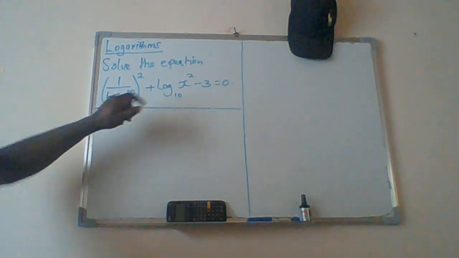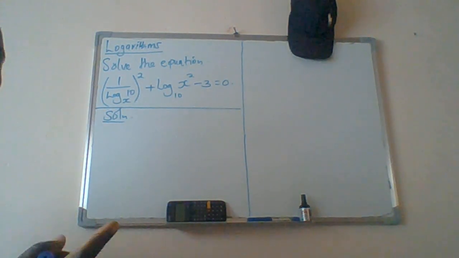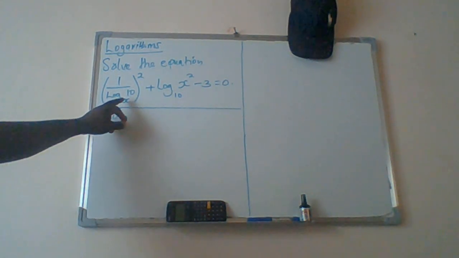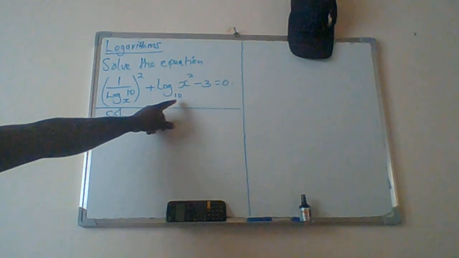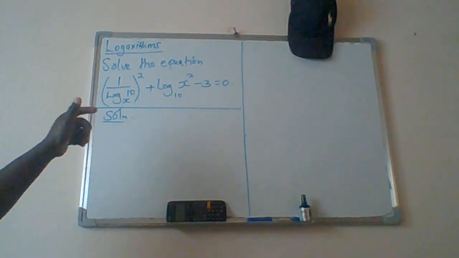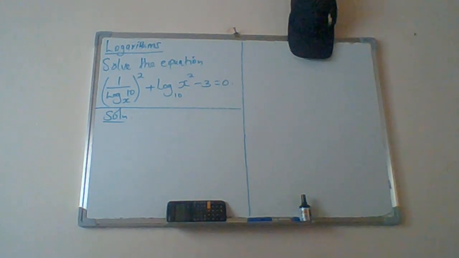For us to work out this question, the first thing we do is confirm whether the logarithms are of the same base. If you look at this question, the first one is of base x and the second one is of base 10. So we are supposed to convert those bases so that they can be of a common base.